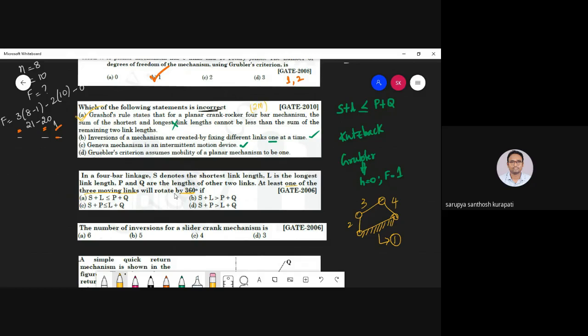So at least one link rotates 360 degrees. What is the condition? S plus L should be less than or equal to P plus Q. This is Grashof's law. Okay.